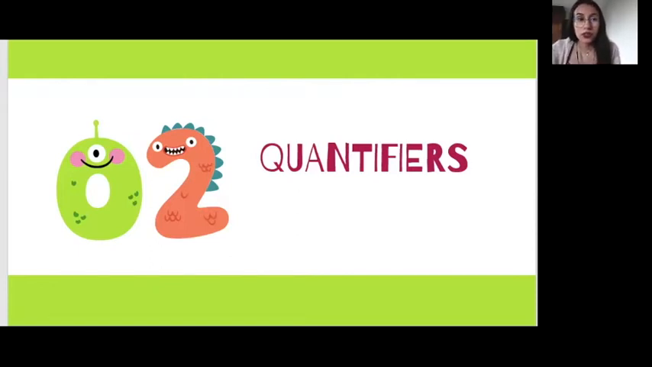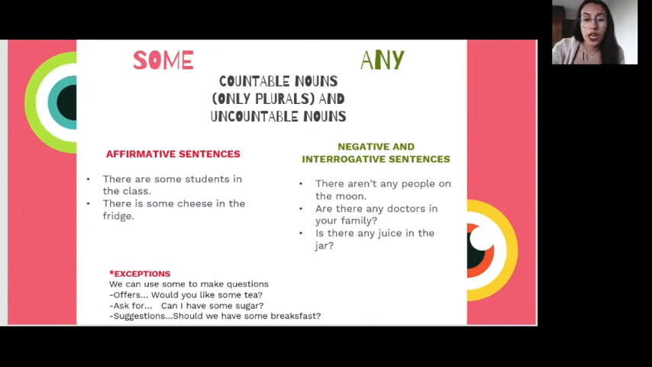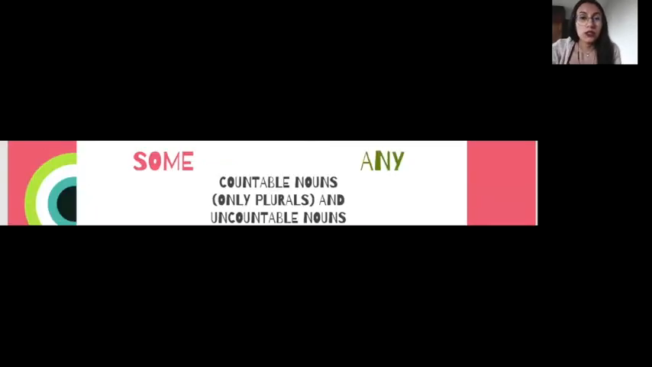Seguimos hablando de determinantes, es decir, que vamos a utilizar los cuantificadores como determinantes, van a determinar la cantidad del sustantivo. Okay, so let's start with the first two quantifiers. So we have some and any. Tenemos some and any. What's the meaning of some and any?